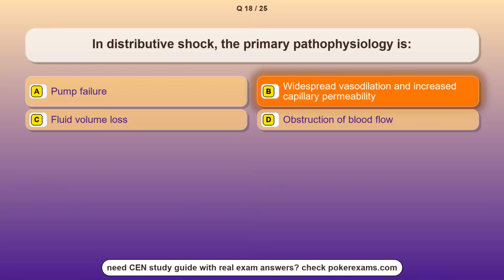The correct answer is option B, widespread vasodilation and increased capillary permeability.